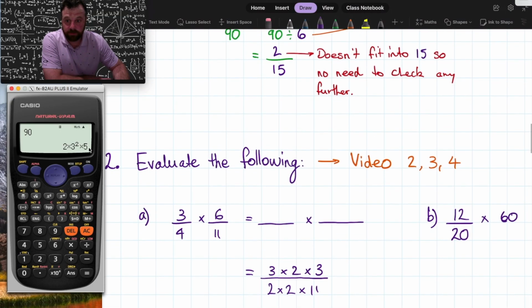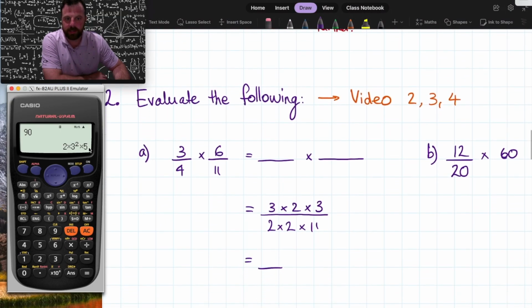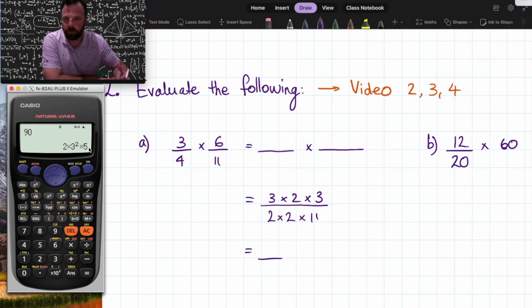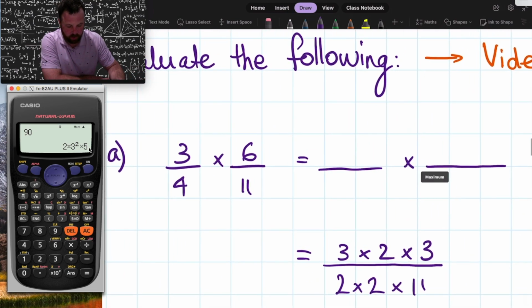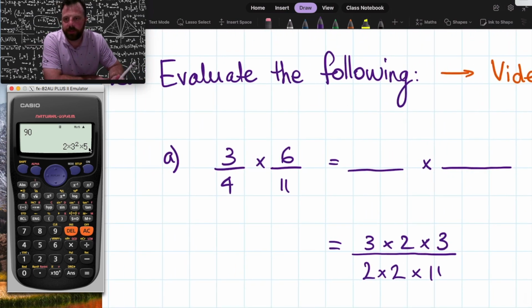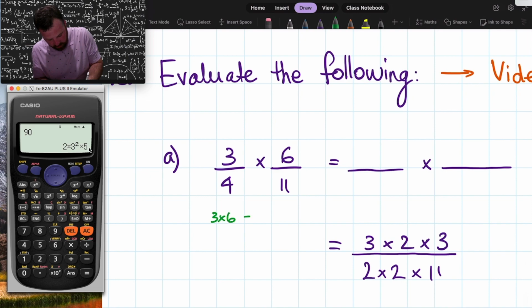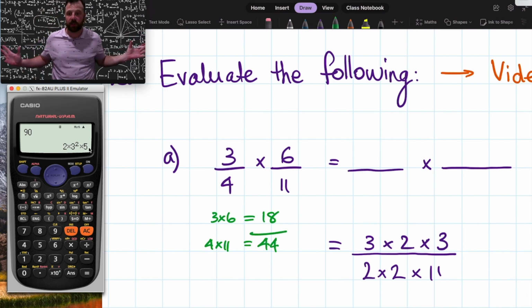Moving on now from simplifying to the next easiest thing to do with fractions, which is multiplying. Multiplying fractions is the easiest thing in the world to do. You just do the top times the top. So you would just do, let's do this in a different color, 3 times 6, which is 18. And you would do 4 times 11, which is 44. Boom, there's our fraction: 18 over 44.